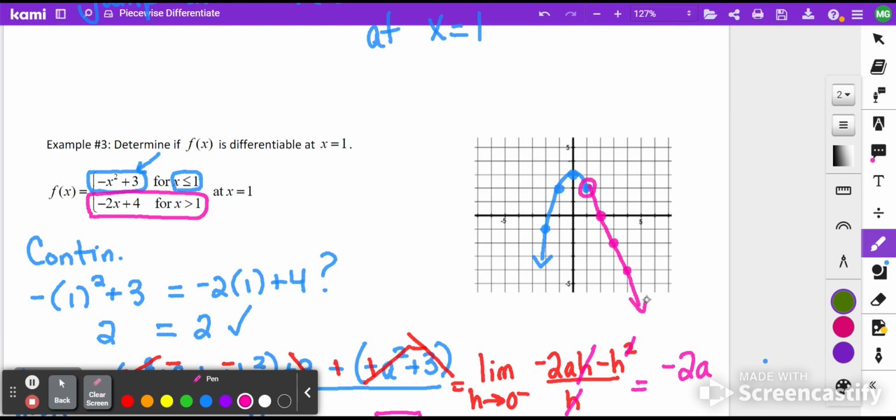So there really is no corner or cusp. Even though it went from being a parabola to being a line, it was just the right slope at that point to not create a corner or a cusp, and therefore it is differentiable at x equals 1.